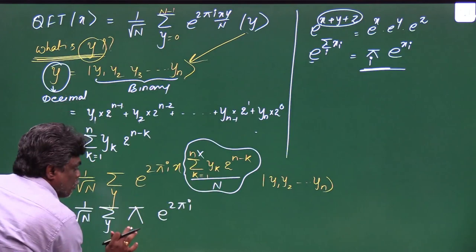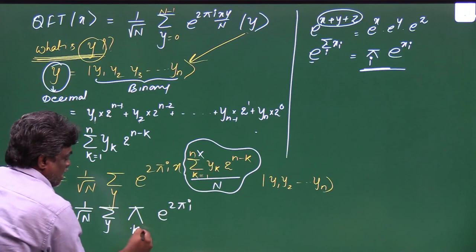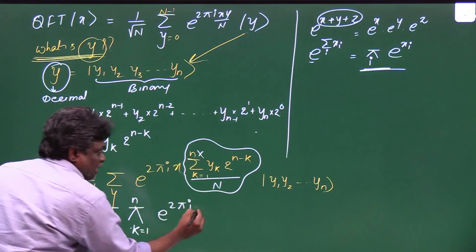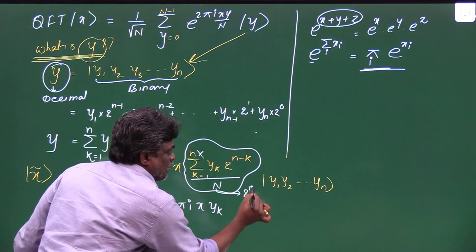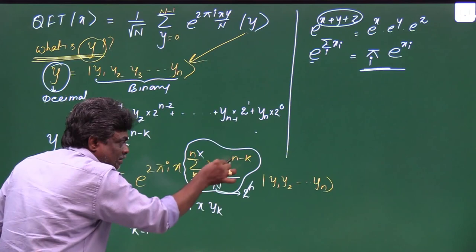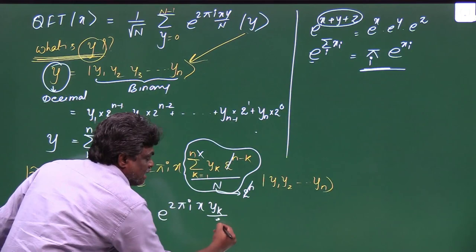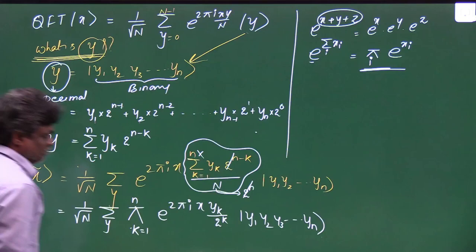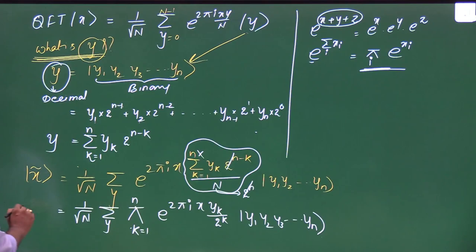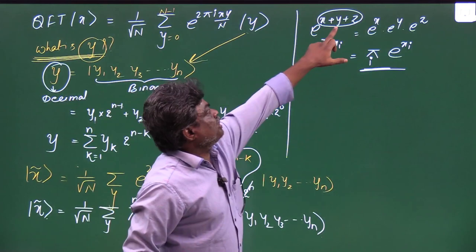This is the product over k, k equal to 1 to n, because the summation becomes a product, with this x as it is. This is y_k. Now carefully see, sir. Here we have N, and N is nothing but 2 power n. Now this 2 power n gets cancelled. Then what is this? 2 power minus k. I think I can write it as 2 power k. Sure. Yes. Into this is y1, y2, y3, so on, yn. This step is clear? Simple thing. Exponential summation is nothing but product of exponentials.